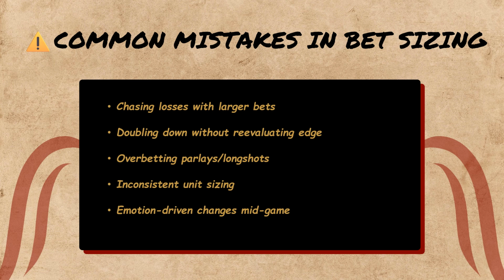And here's a bonus one, right? Applying a complex strategy before you've even mastered fixed betting. So if you can't stay disciplined with one unit per play, you're not ready for Kelly, or confidence scaling, or edge-based tiers. Build the muscle first, then layer on complexity once your foundation is strong.